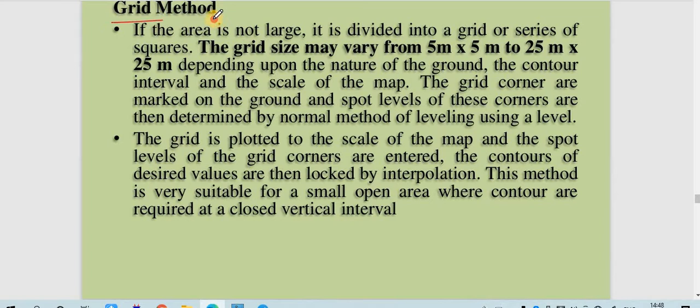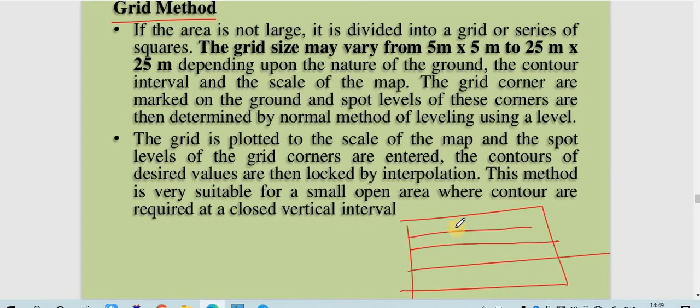So in the grid method, if the area is not large, it is divided into a grid or a series of squares. So the area is divided into a number of grid lines, okay, which consist of horizontal lines as well as vertical lines, of 5 by 5 meter or 25 by 25 meter, depending upon the nature of the ground, the contour interval and the scale of the map. The grid corners are marked on the ground, and spot levels of these corners are then determined by the normal method of leveling using a level.